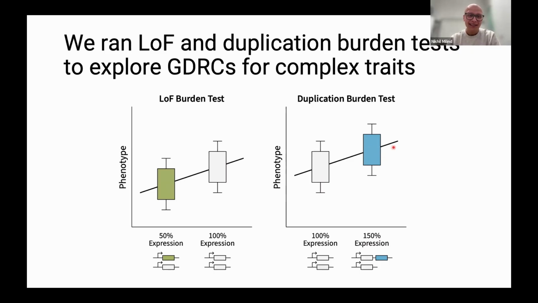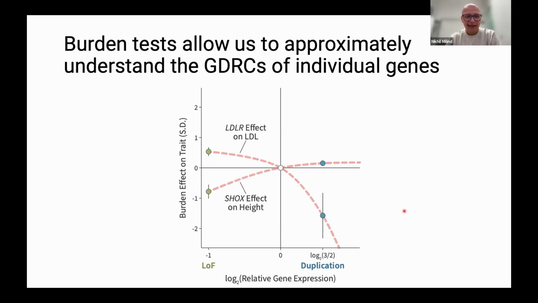For those that are curious, you might know that duplications tend to carry more than one gene, and there's a bunch of statistical stuff we do to account for that. So if you're curious about that, you can ask me later. But here's kind of a quick view of what the data looks like, right?